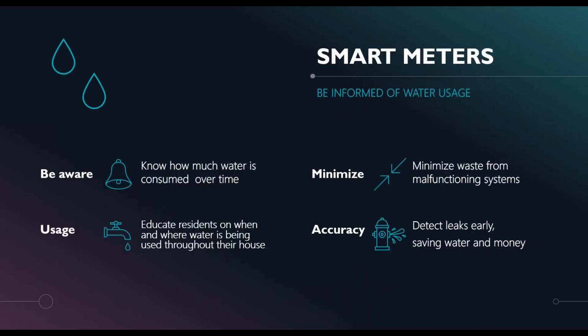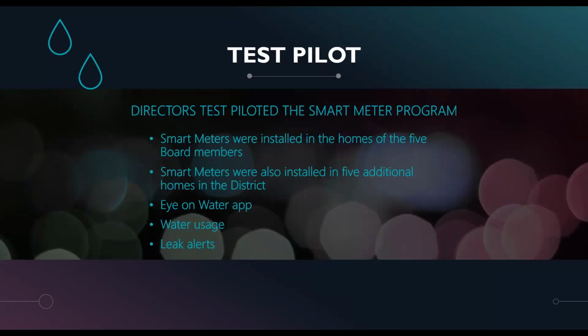That's okay. This is another overview of how smart meters allow you to be informed of your water usage. You know how much water is being consumed. There's all kinds of charts and graphs. It allows you to minimize your waste and detect leaks early. That is so important. So yeah, now let's go to the test pilot program.